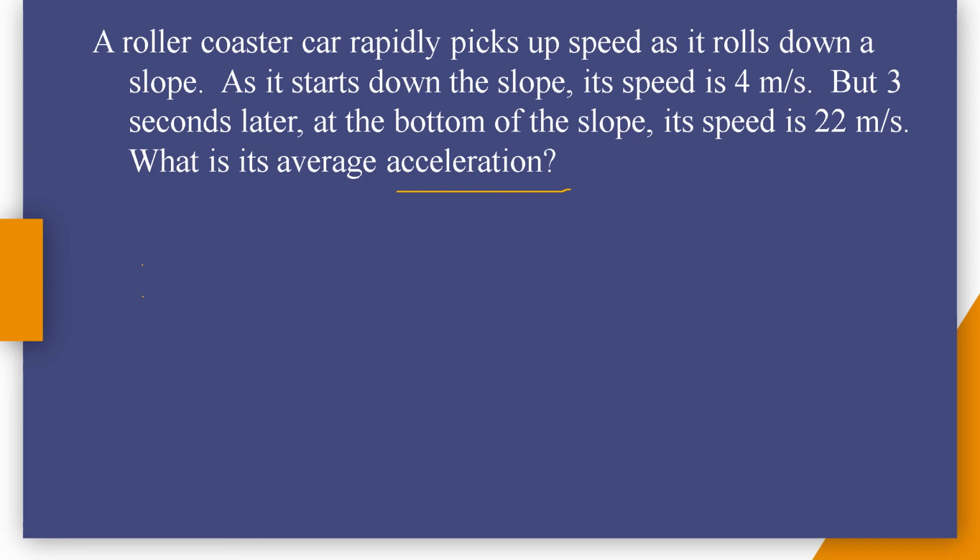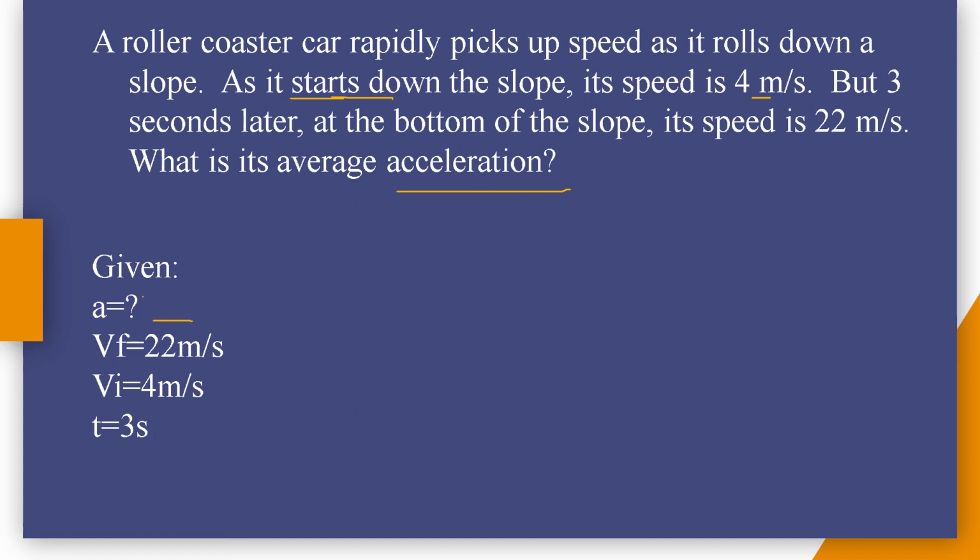So, basahin natin siya. So, as it starts down the slope, so sabi starts, which means nagsimula siya. Nung nagsimula siya, its speed is 4 meters per second. Okay? Una, hinahanap natin acceleration. So, ang ating pong initial velocity is 4 meters per second. And then, 3 seconds later, at the bottom of the slope, its speed is 22 meters per second. So, sinabi niya, 3 seconds after, ang time natin, ang kanyang final velocity na daw ay 22 meters per second.